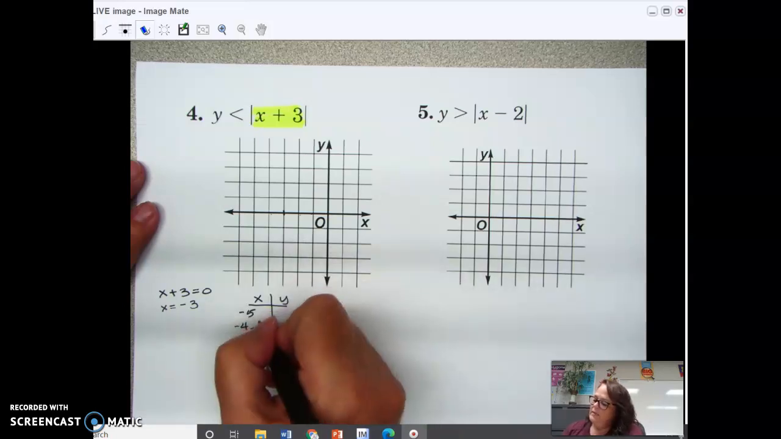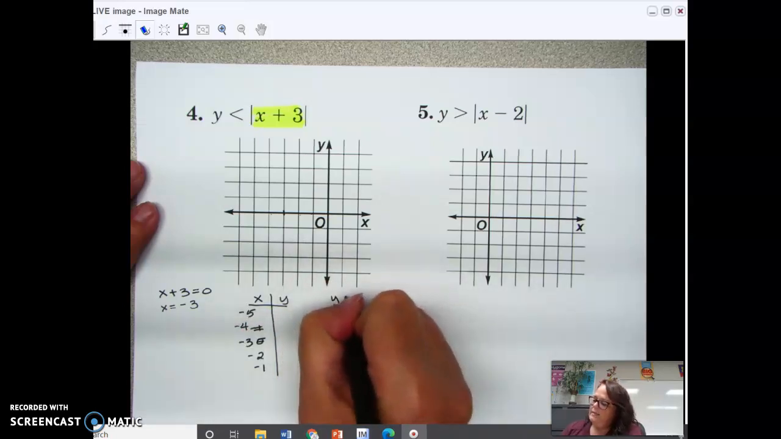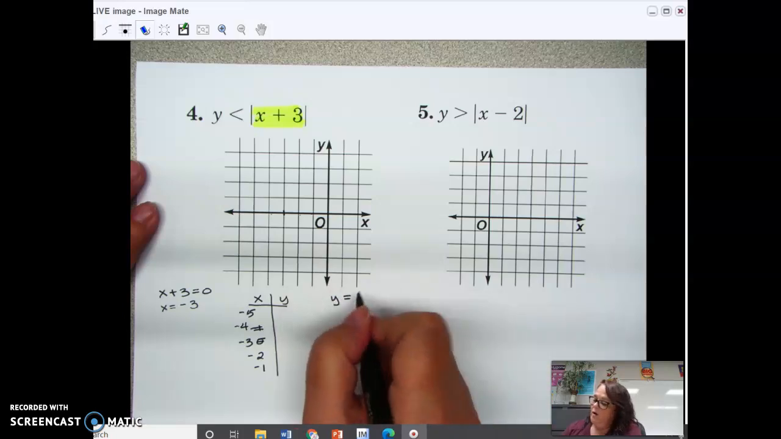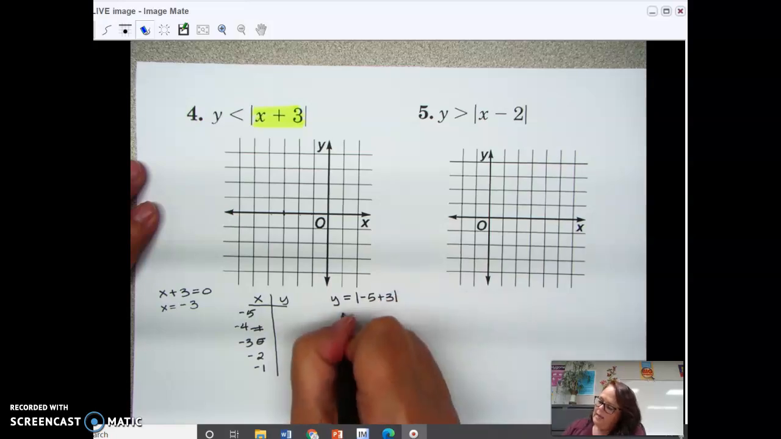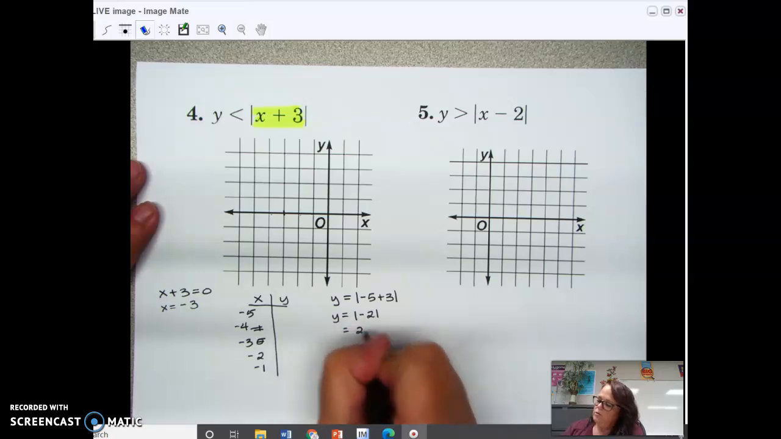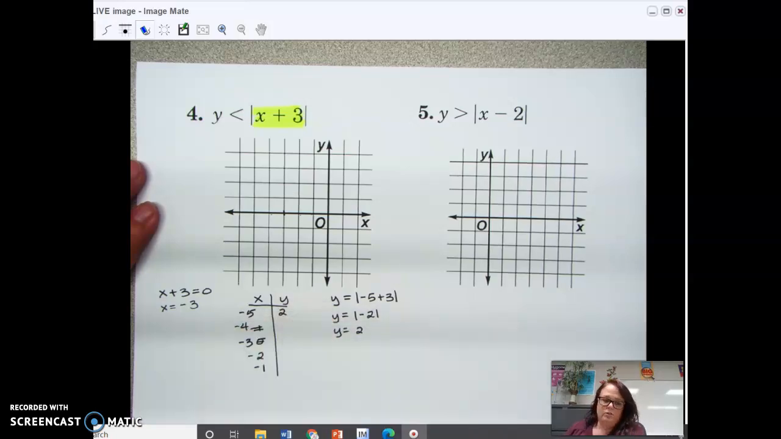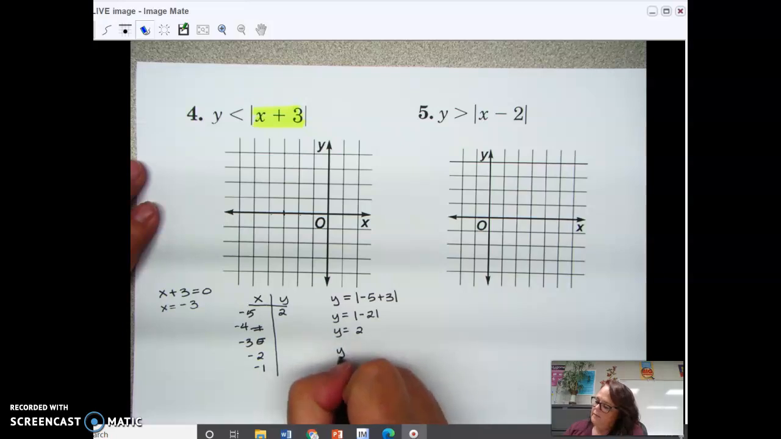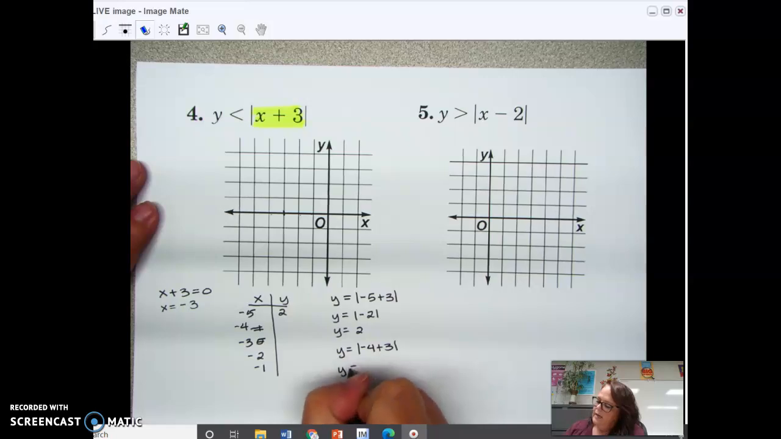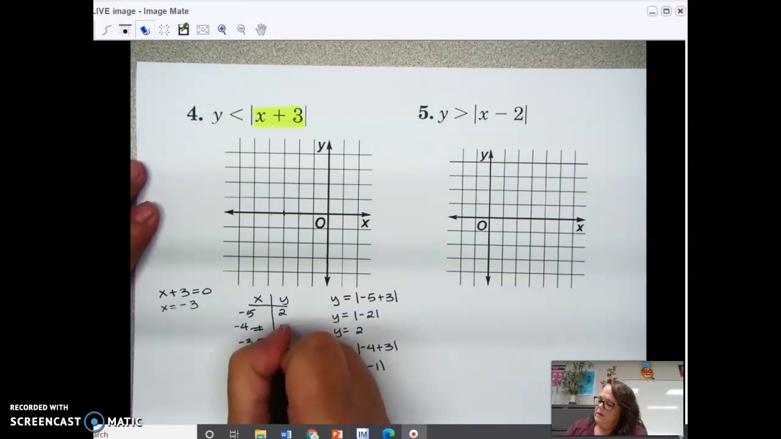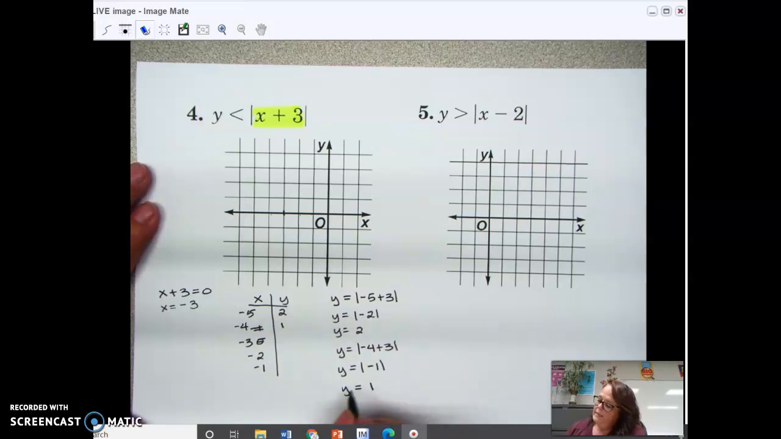All right, so then if I substitute, I've got y is, and I'm not worried about the less than right now, I've got y is equal to the absolute value of negative 5 plus 3. And so that's going to be the absolute value of negative 2, which is 2. So that means y is equal to 2 here. And then I've got y is equal to the absolute value of negative 4 plus 3. So that gives me y is equal to the absolute value of negative 1, which gives me positive 1. When I substitute negative 3, I better get 0.